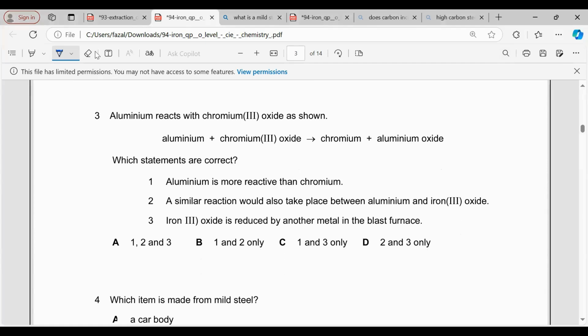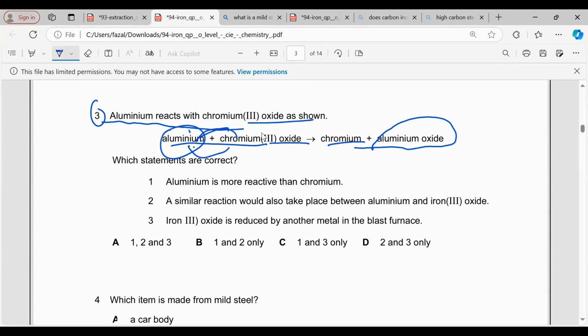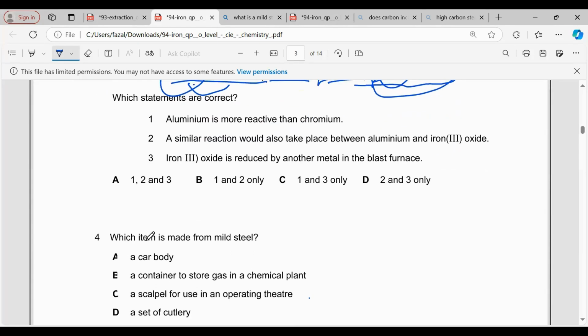Third question. What is the third question, by the way? Aluminum reacts with chromium oxide as shown: aluminum plus chromium oxide forms chromium plus aluminum oxide. So a displacement reaction is occurring because aluminum is more reactive than chromium. It displaces chromium, and hence chromium is displaced by aluminum, which becomes aluminum oxide, and chromium is separated. Now, which statement is correct?